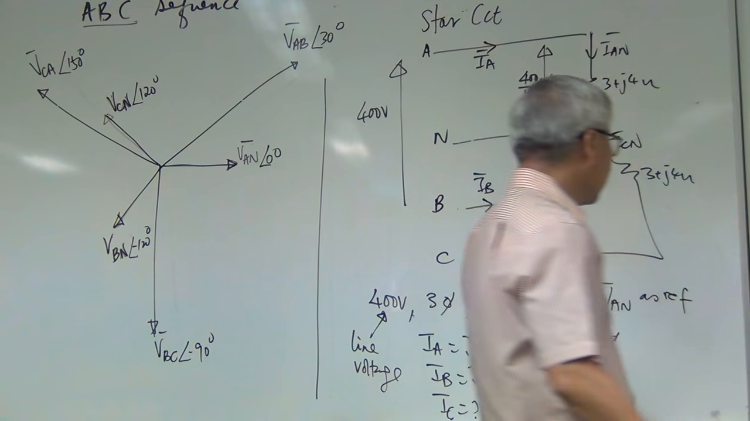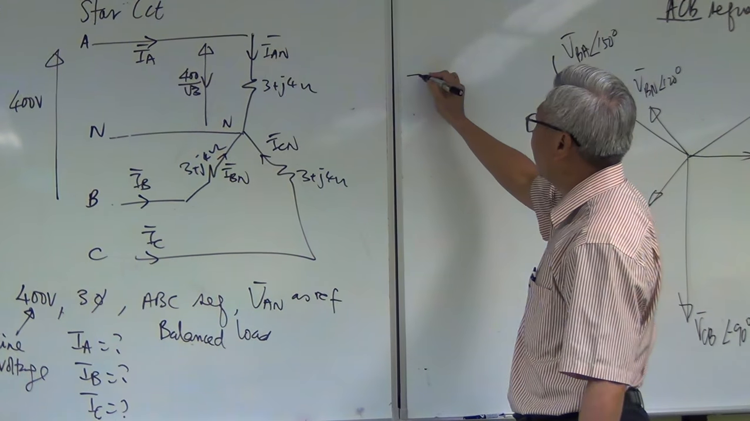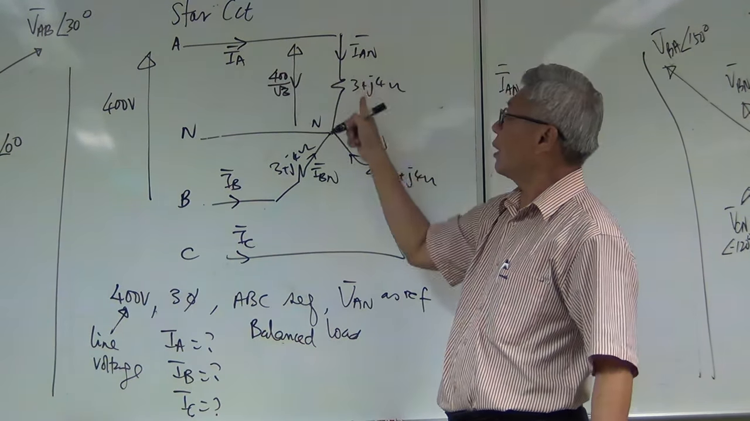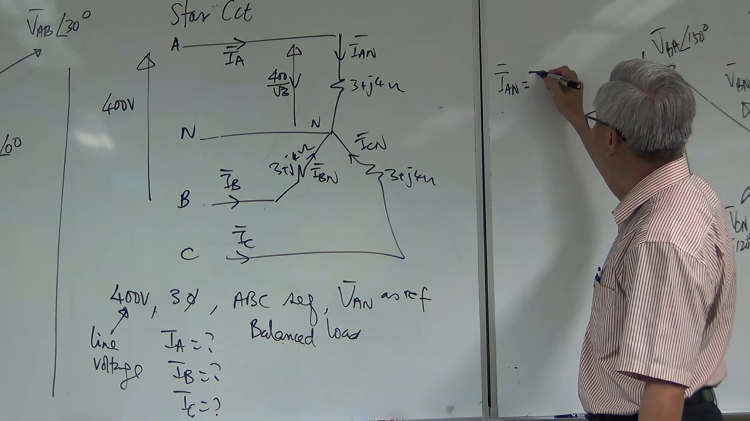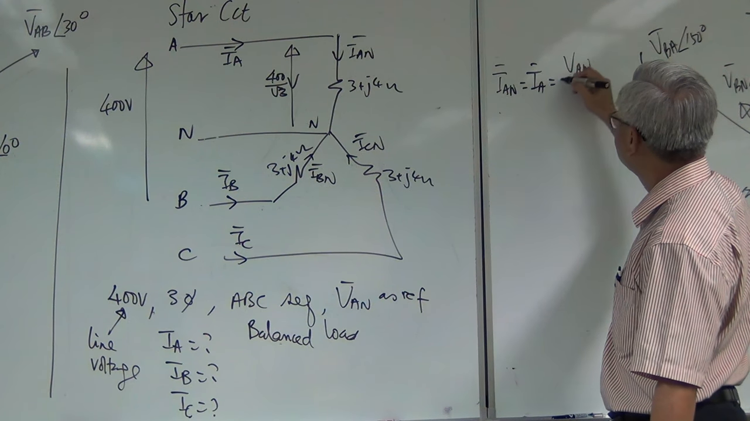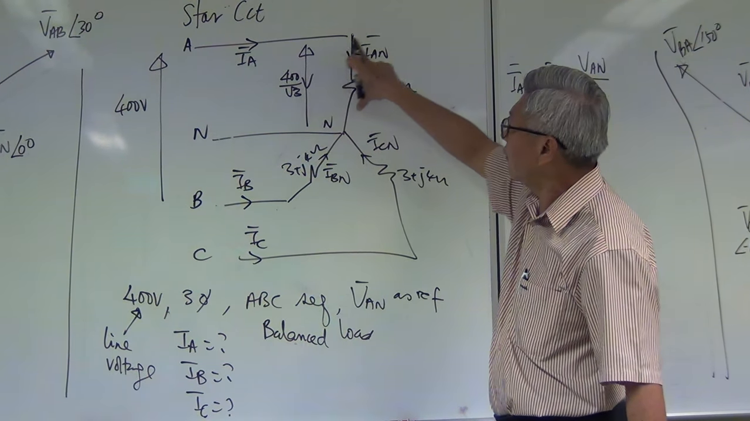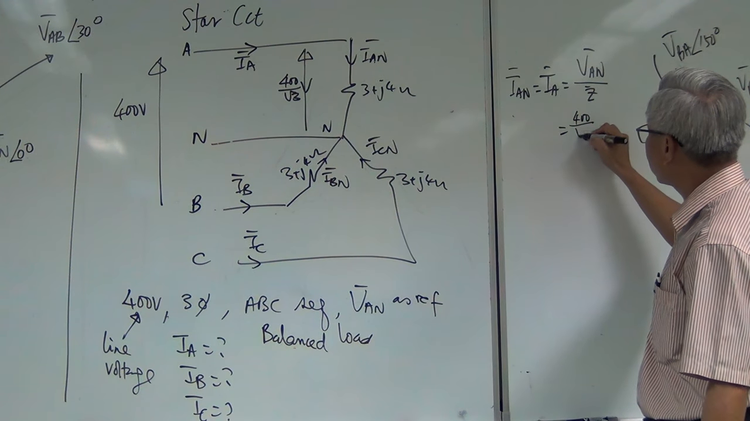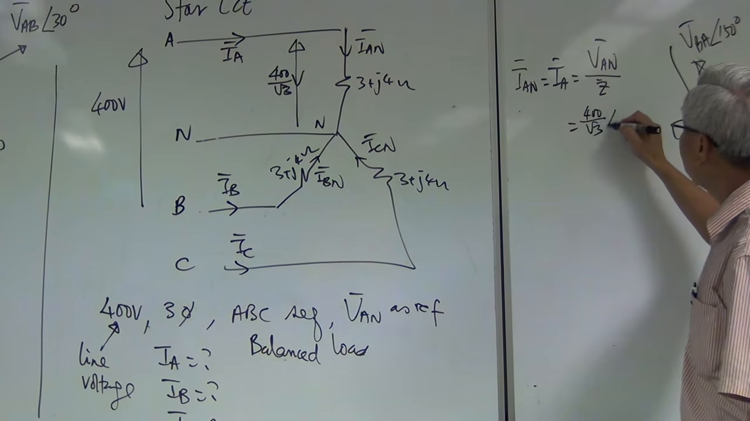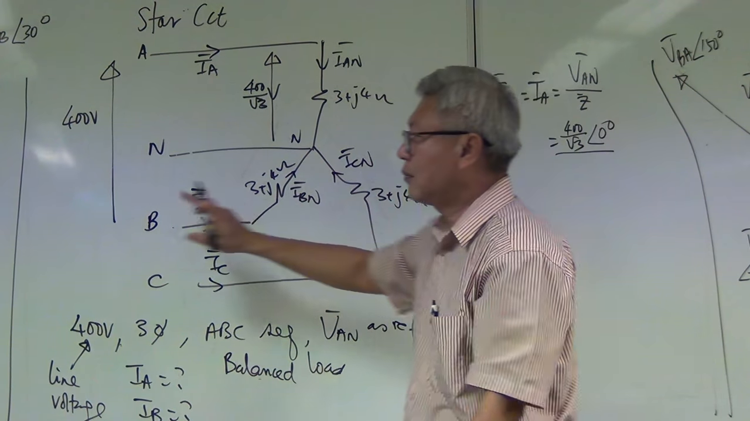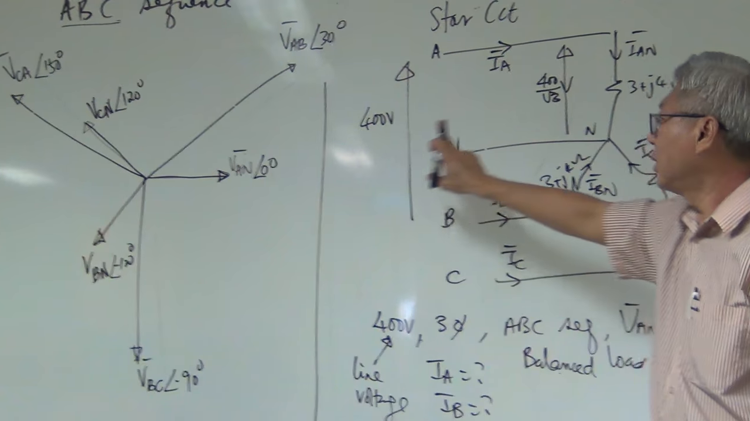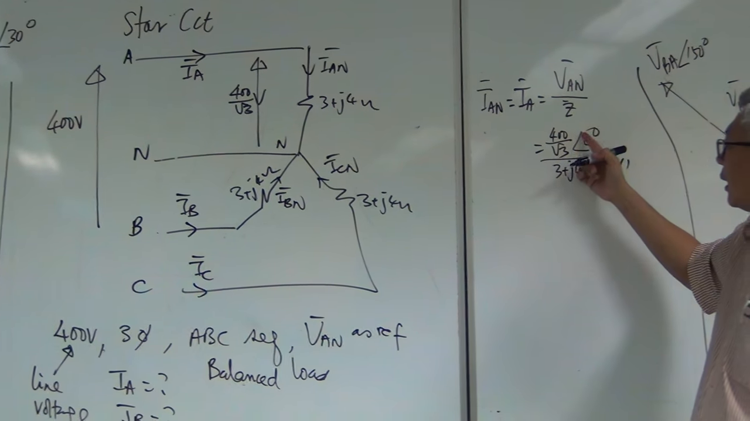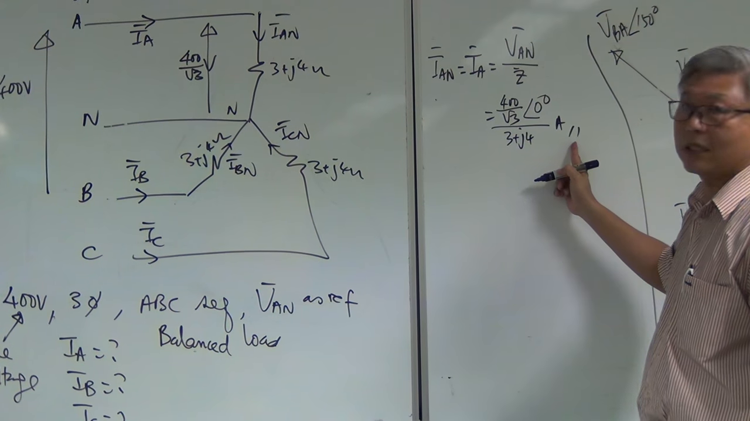Right? So let's do our mathematics. So now I'm going to calculate IAN. Now you notice that IAN is the same as IA, right? It's the same color. Yeah? So IAN is the same as IA. Right? So it's therefore VAN divided by my impedance. What's my VAN? My VAN is 400 divided by square root 3. Remember the shorter one? And what is the angle? I will refer to the phasor diagram. So VAN here is 0 degree, right? So come back here and divide it by 3 plus j4. So if you do your complex number mathematics, polar number divided by polar number, you have to convert this to polar, you get the answer. Right?